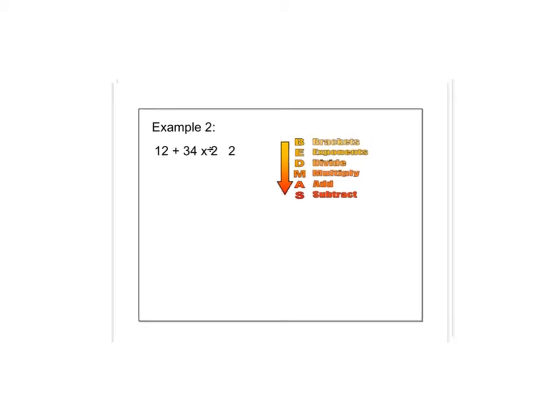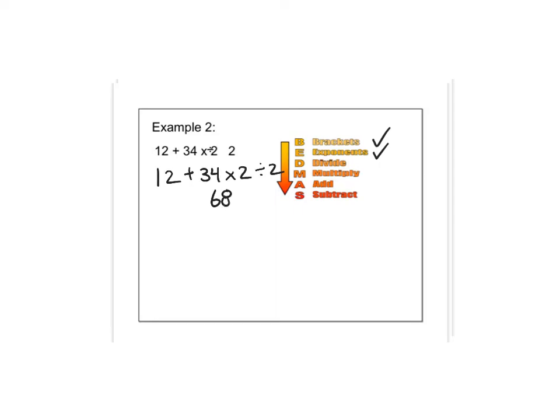So it's actually 12 plus 34 multiplied by 2 divided by 2. So let's look at our BEDMAS diagram. We don't have any brackets. We don't have any exponents. Well, divide and multiply. Yes, we do. And we can start with divide or multiply. Doesn't matter. So let's just say we start with 34 multiplied by 2. 34 multiplied by 2 would be 68.